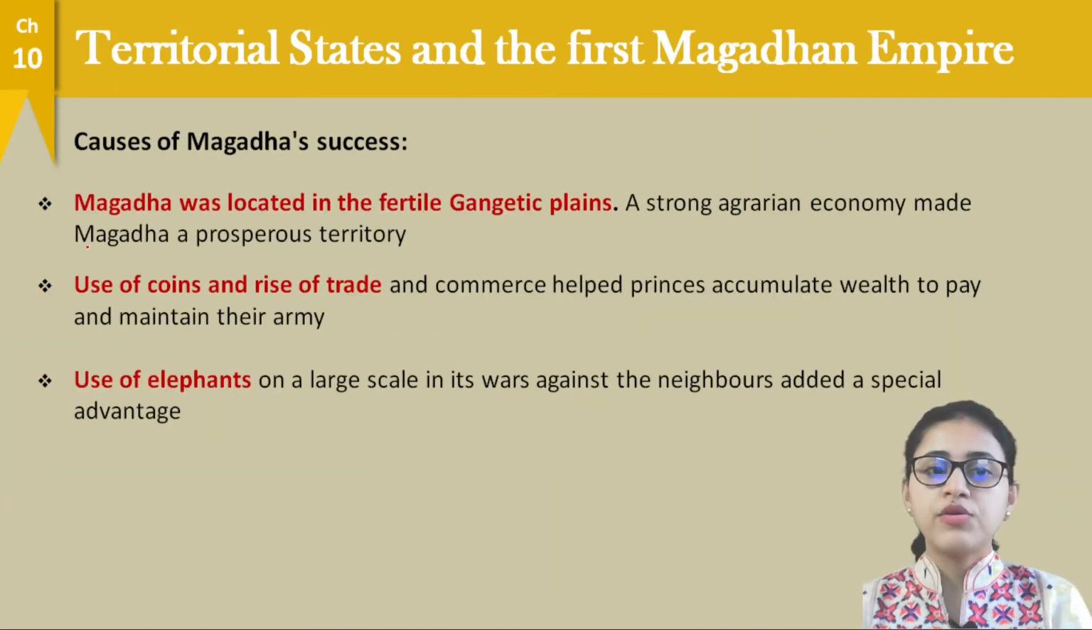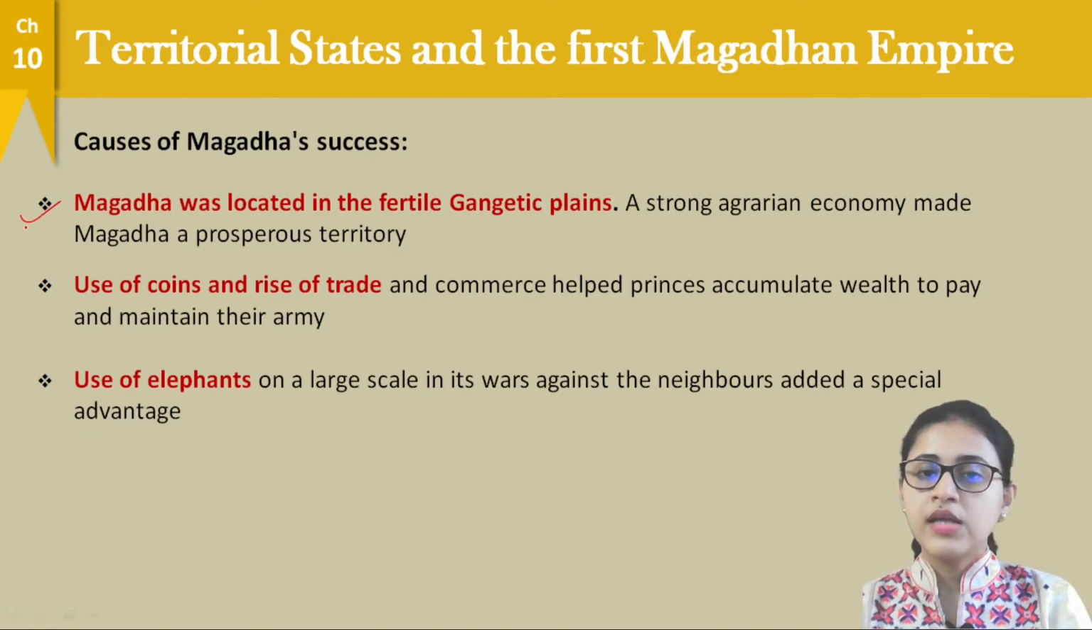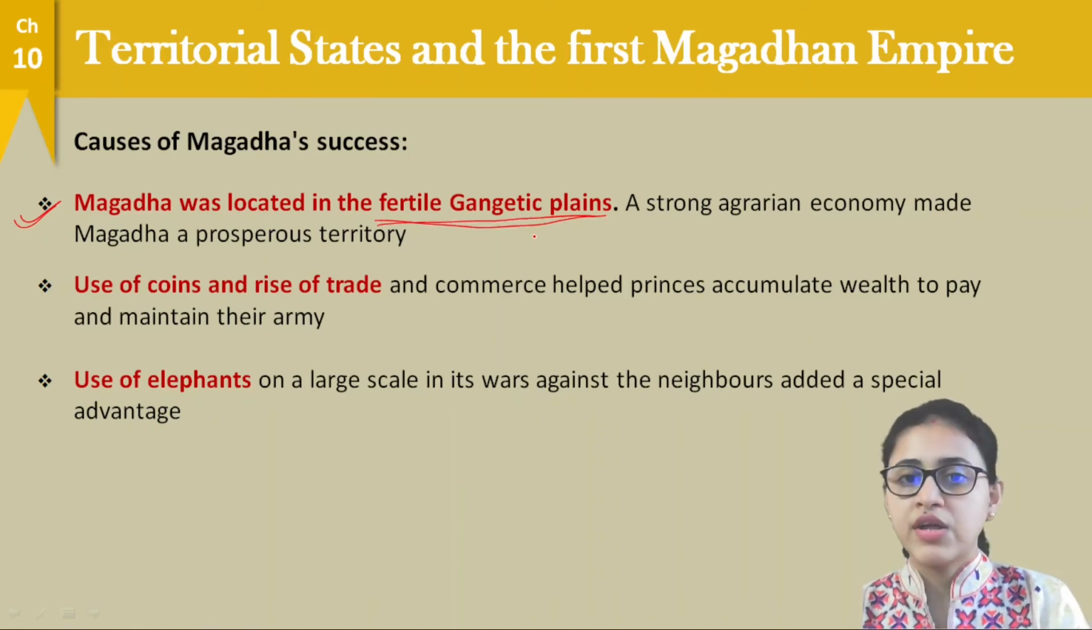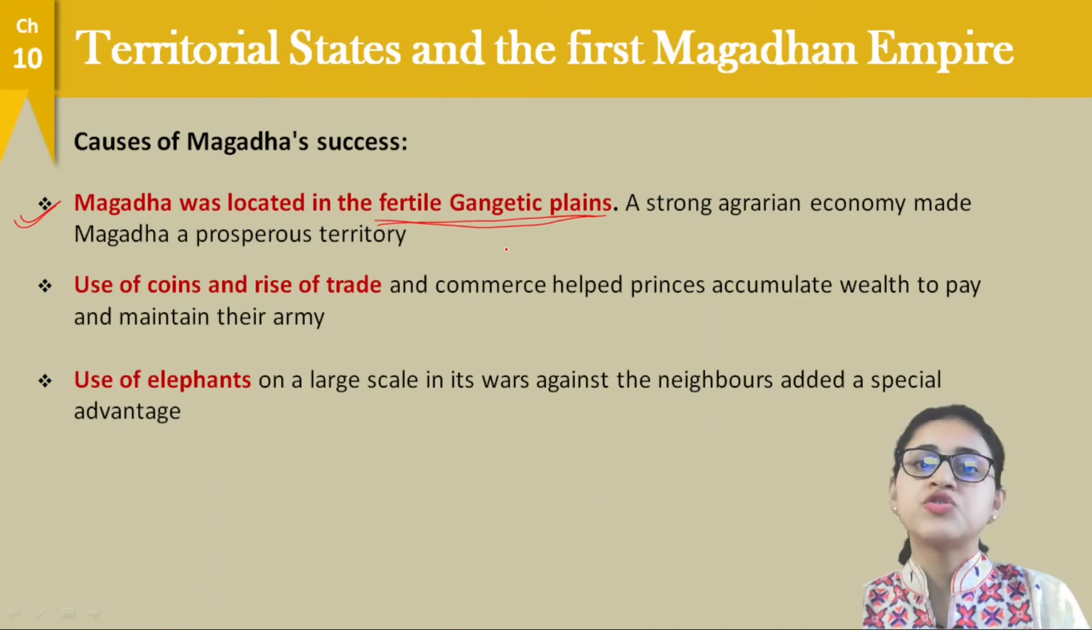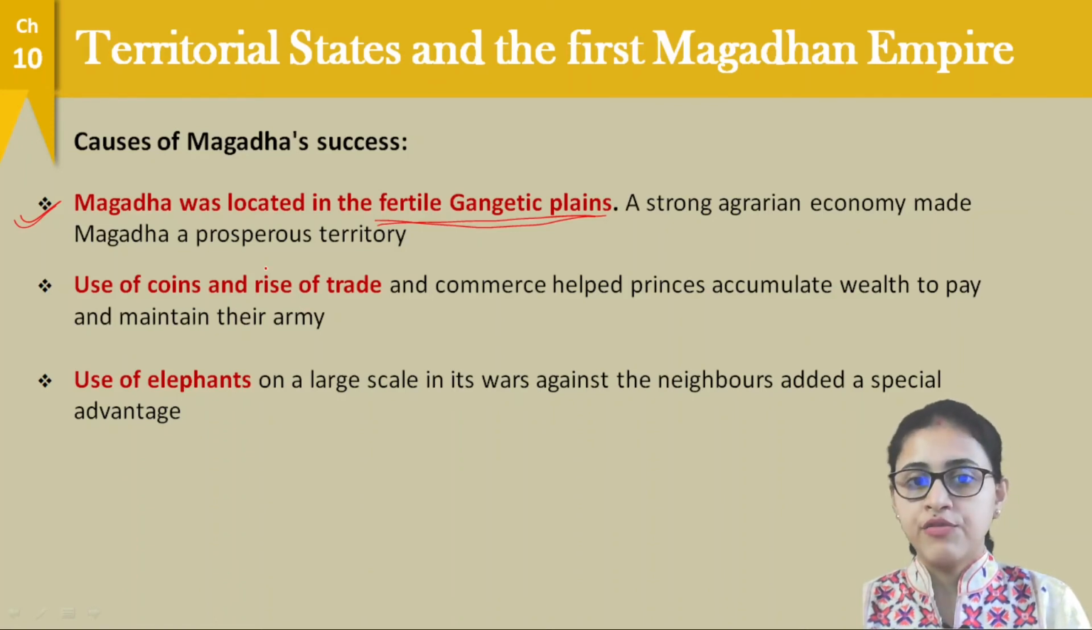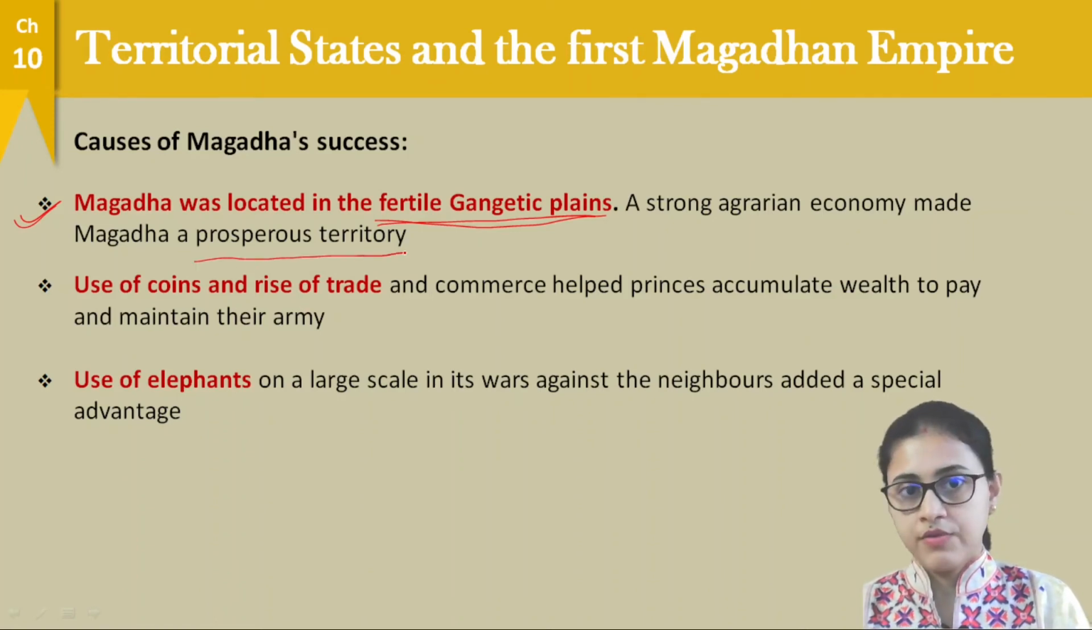Now talking about the fourth cause, again a geographical reason. Magadha was located on the fertile Gangetic plains. There was heavy rainfall and good alluvial soil, and this made the area very fertile, because of which a strong agrarian economy was growing in this region. And this strong agrarian economy made Magadha a very prosperous territory, right?